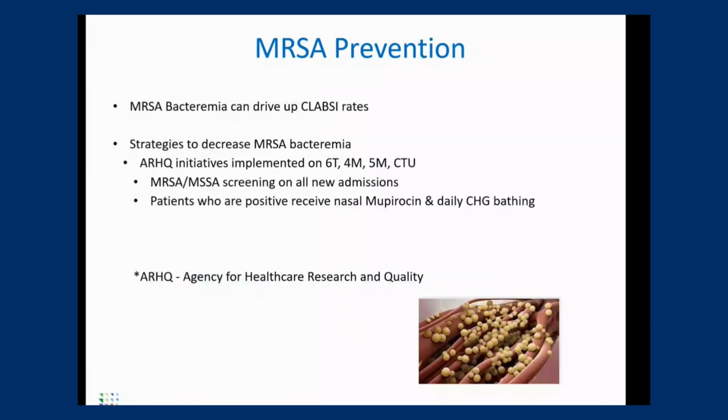And then lastly, just to briefly talk about MRSA prevention, as that can drive up our CLABSI rates. Certain units have had different initiatives implemented by the Agency for Healthcare Research and Quality, 6 Tower, 4 Monty, 5 Monty, and CTU, where they're MRSA screening all of their new admissions, and those that are positive will receive nasal mupirocin and also doing those daily CHG baths.